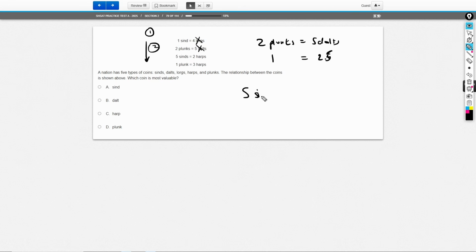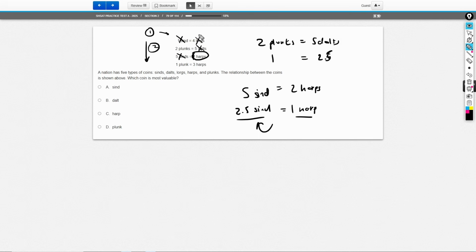Okay? Now, we know that 5 Sind is equal to 2 Harps. So if we have 5 Sind, round 3 by the way, and it's equal to 2 Harps, that means that 1 Harp is equal to 2.5 Sind. So what's more valuable, a Harp or a Sind? Well, 1 Harp is worth multiple Sinds. So technically the Harp is more valuable and the Sind is less valuable. Now, our round 1 winner is eliminated. Sinds are not more valuable because 1 Harp is worth multiple Sind, okay?